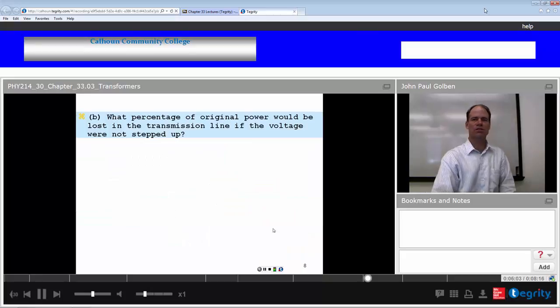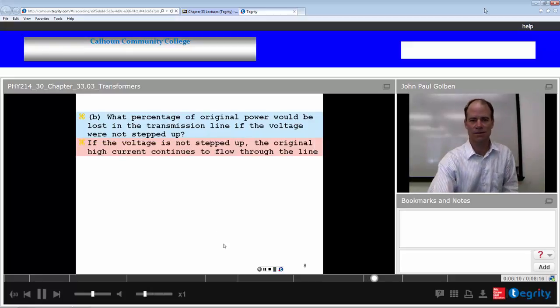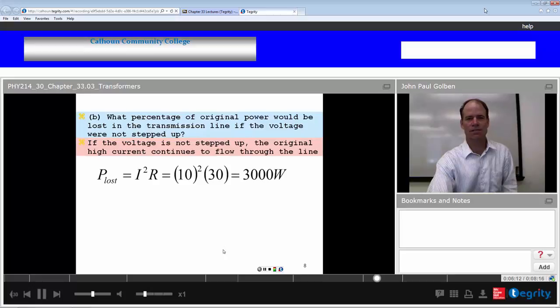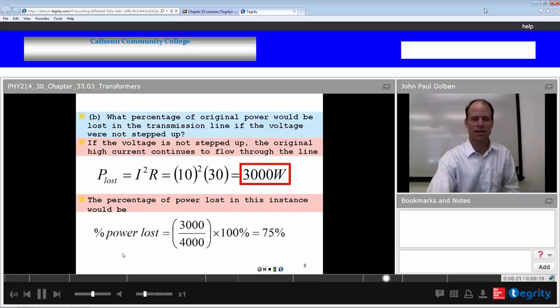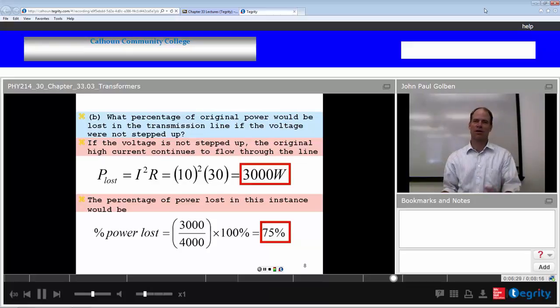What percentage of the original power would be lost in the transmission line if the voltage were not stepped up? Well, if it were not stepped up, our original current was 10 amps RMS. That squared with a 30 ohm line would be 3,000 watts. And our percentage lost, 3,000 watts of the 4,000 watts, would be 75%. So it's much better that we stepped up the voltage and transmit it that way at a lower current, so we didn't lose as much in the power line.